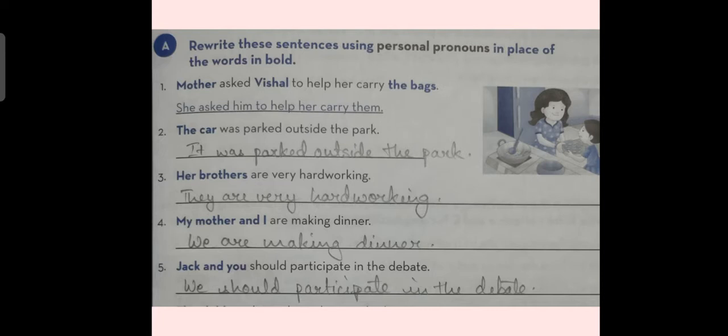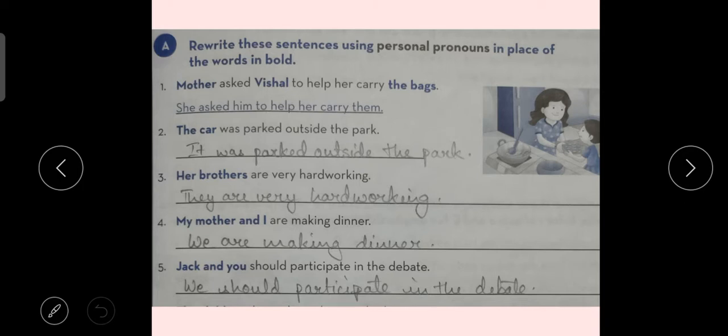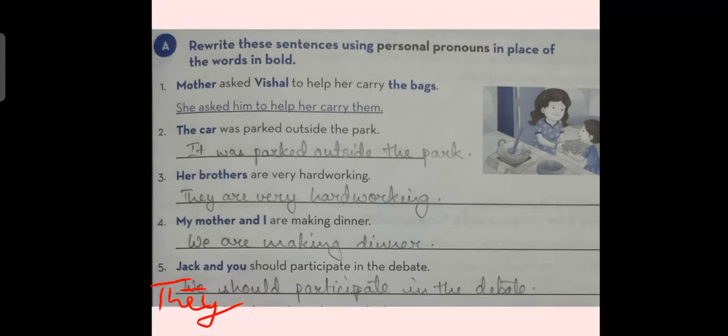We are making dinner. Jack and you should participate in the debate. Dear students, here we should have used they in place of we. It's been done by mistake, so I'll do the correction. We should have used they in place of we. They should participate in the debate.